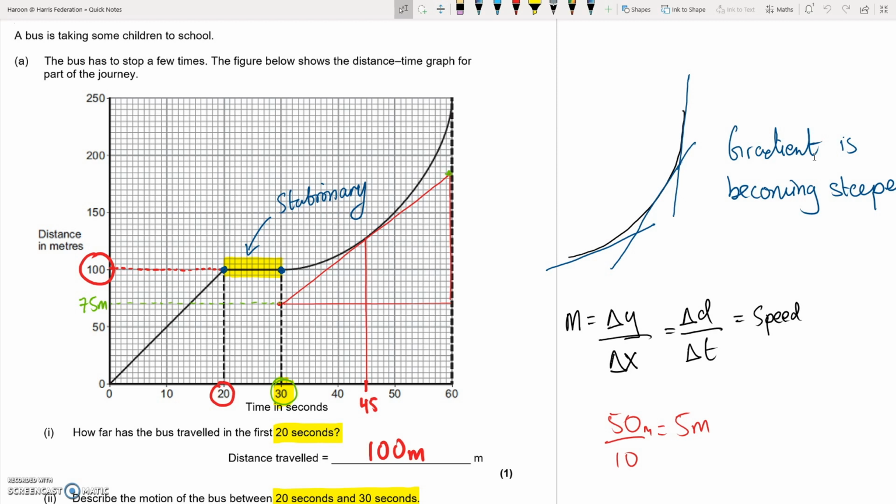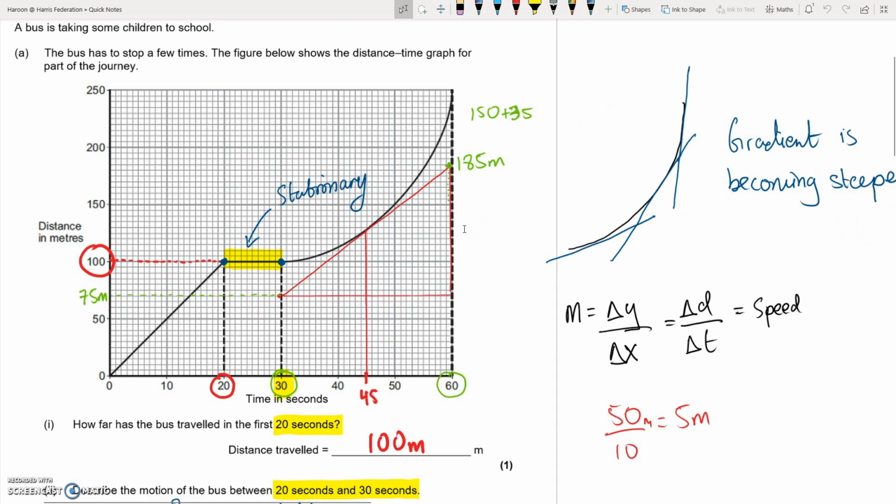So I can see that this is at 60 seconds, and this is, I count the squares, 1, 2, 3, 4, 5, 6, 7 squares above. So 7 times 5 will give me 35. So 150 plus 35 will give me 185 meters. Or I could have just gone across like I did with the 75 meters and calculated it that way.